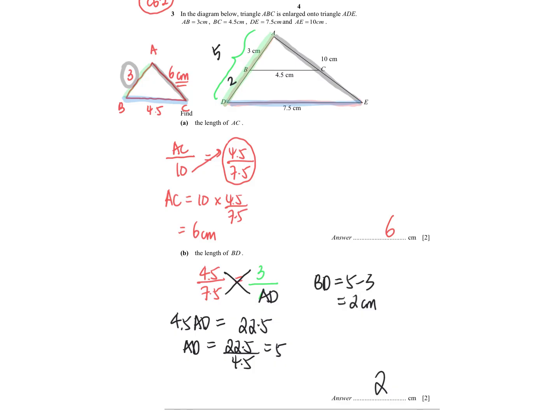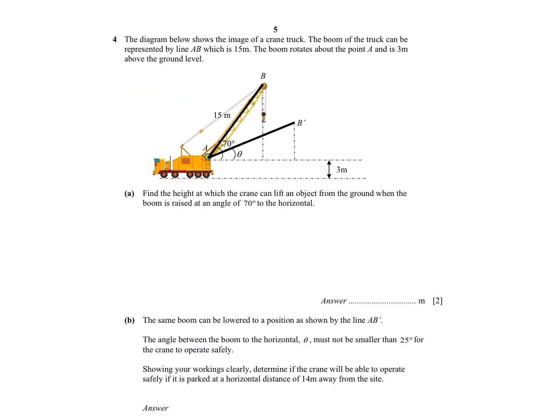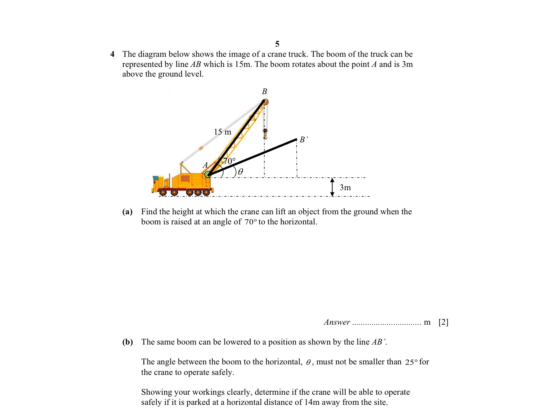Next one is the crane. We haven't revised on this one, so pay attention. They say find the height at which the crane can lift an object when it's raised to 70 degrees. So look at the black triangle. If I refer to this triangle, this is 15 meters. This is 70 degrees.